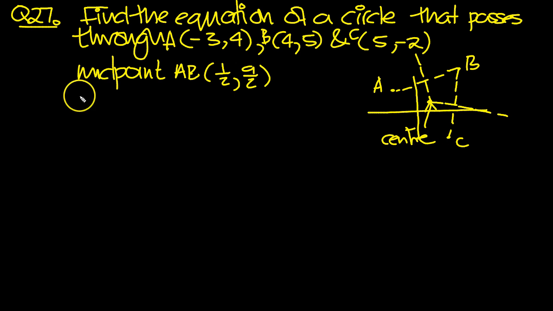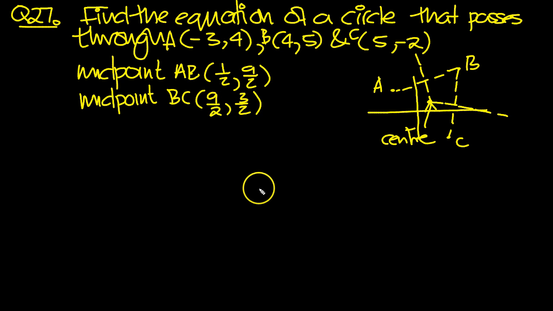And then the midpoint of BC, let's get that. B to C is here to here. So 4 and 5 is 9, so that would be 9 over 2 is the x. And then 5 to -2, add them, you get 3, so that would be 3 over 2.